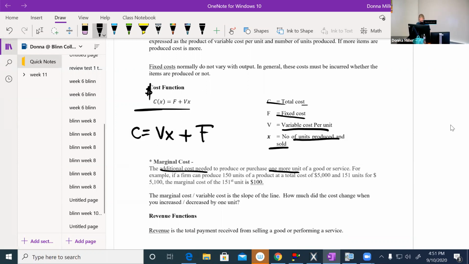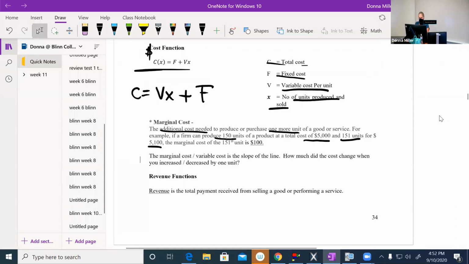So, for example, if a firm can produce 150 units at a total cost of $5,000, and 151 units for $5,100, my cost went up $100, so my marginal cost is $100. How much it cost me to make one more unit. So the word marginal is always how much it costs me to make one more. Calculus is here. By the way, another word for derivative is the slope of the line, the rate of change. At this point, because it's linear, a straight line, the variable cost is the marginal cost, but that may change.